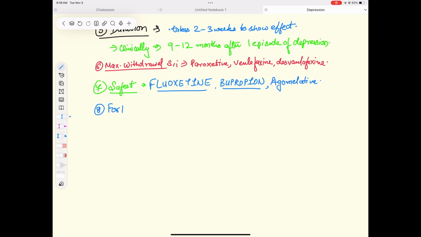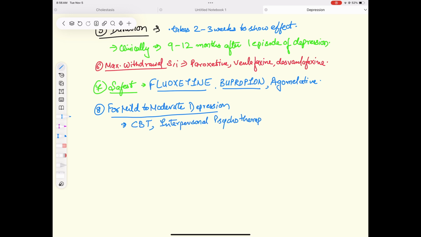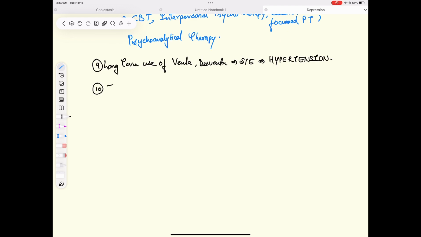For mild to moderate depression, usually drug therapy is not required. It can be treated by cognitive behavioral therapy, interpersonal psychotherapy, solution focused psychotherapy, and psychoanalytical therapies. Long-term use of venlafaxine and desvenlafaxine is associated with side effects of increased chances of hypertension.